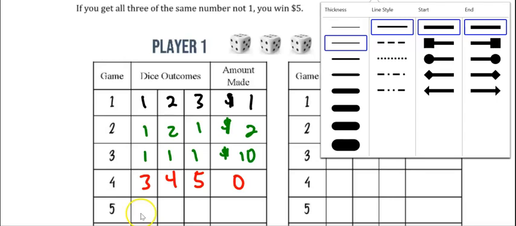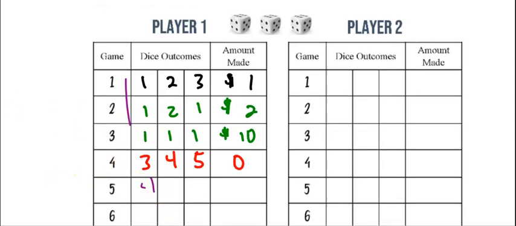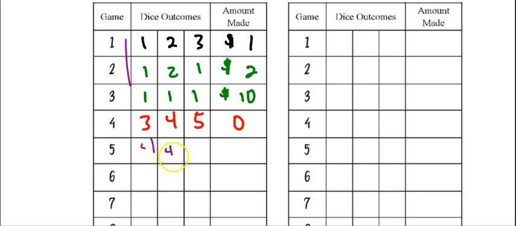But if we go all of the same number, so if we go 4, 4, and then 4 again, now we get $5. Okay, so that's how you score.